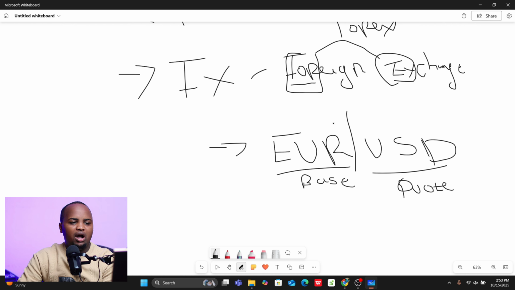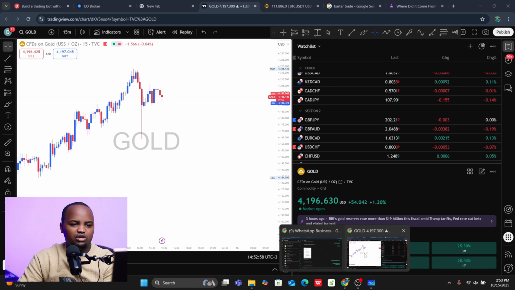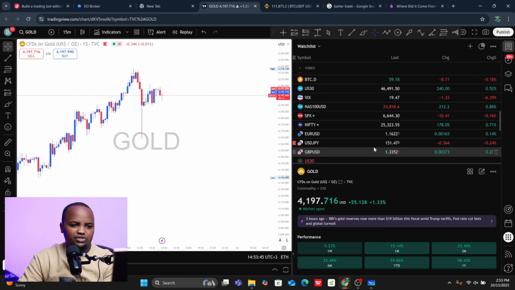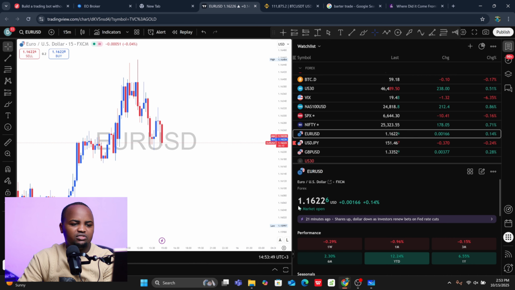It's like, for example, how much is euro when it is written in terms of dollar. And for example, you're going to see values like, I want to see euro USD here. Where is the euro USD? Euro USD is here. It's actually right here. So you can see the euro USD is at 1.16225.